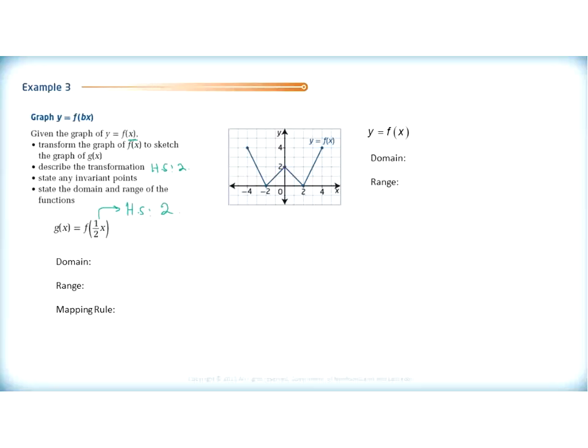We're going to do it this time using the mapping rule. (x, y) maps to (2x, y). A horizontal stretch of 2 would be (2x, y). Let's take the points that you see on the original function, plug them into our mapping rule and create a new set of points. We have a point (-4, 4). Plug that in, we get a point (-8, 4), because 2 times -4 is -8.